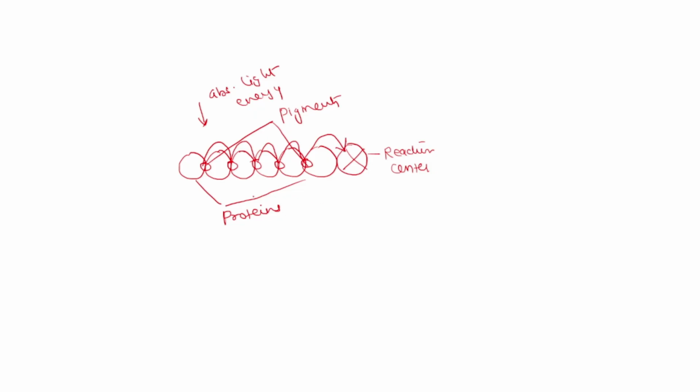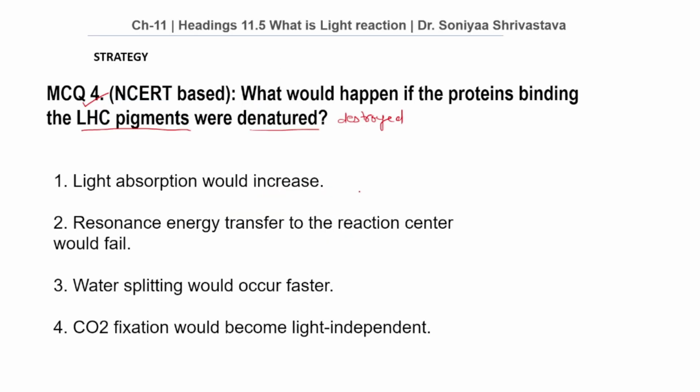So what happens if the protein framework holding these pigments were destroyed? Let's see our options. Option number 1. Light absorption would increase. Is it so? Proteins help maintain the proper arrangement of pigments. If they were denatured, light absorption and energy transfer become less, not increased. Therefore, this option is wrong.